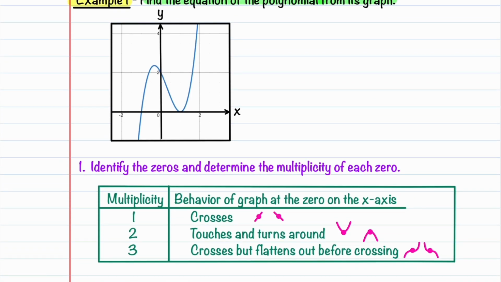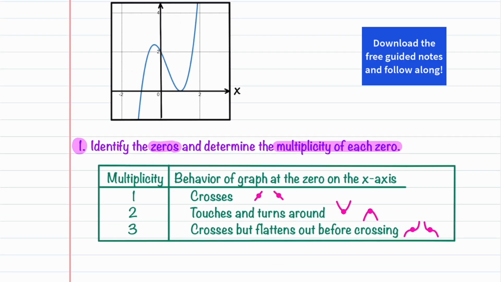The first step in finding this equation is to identify the zeros and then determine the multiplicity of each zero. I've written a chart here just to make things easier, and we'll go through this as we graph our function. Let's look at our graph and identify our zeros. Zeros of a polynomial are just the x values where the graph touches or crosses the x-axis. So if we look up at our graph, it crosses the x-axis here, so that's going to be a 0, and then it touches the x-axis here, so that's also going to be a 0.